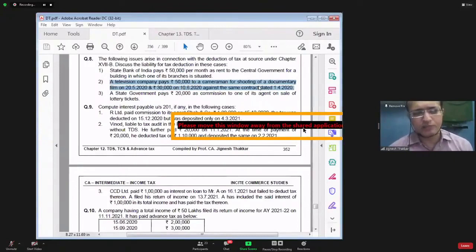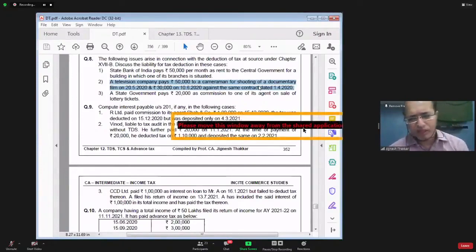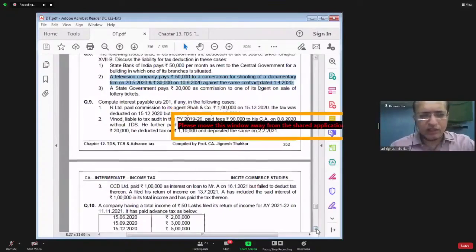provided the aggregate amount paid or payable during the previous year exceeds 30,000. So your first payment itself has exceeded 30,000. So TDS is required to be deducted. And what rate? 7.5%. Why? Because it is during the period 14 May 20 to 31 March 21. COVID special rate will apply, 7.5%. Is that very, very clear?